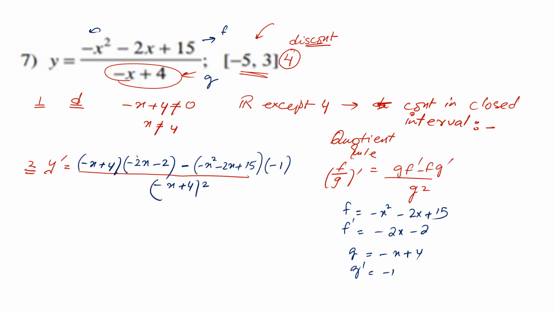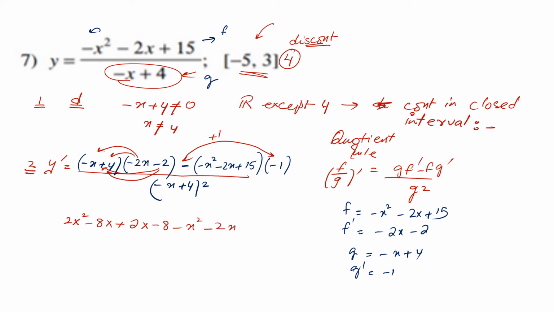Now open the bracket using the distributive property. Negative x times negative 2x, you will get 2x square. Negative x times... negative 2x times 4, you will get negative 8x. Now negative 2 times negative x, you will get positive 2x. Then negative 2 times 4, you will get negative 8. Now minus times minus 1 gives you plus 1. So just write everything, and anything multiplied by 1 gives you the same thing.